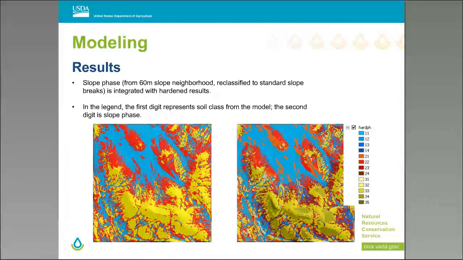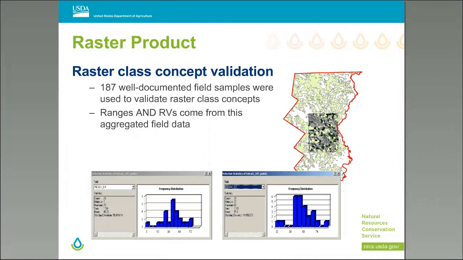And it is actually the stage on the right that ultimately was published as the Raster Soil Survey, with a few tweaks to it. Basically what you're looking at on the right is what ended up being published. When I say that there was a little bit of tweaking done, part of it in terms of publishing the raster came from doing this raster class concept validation.